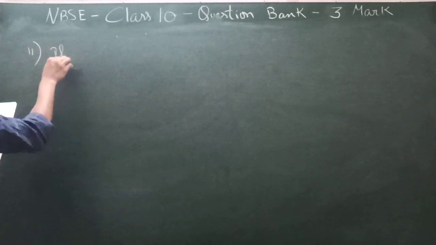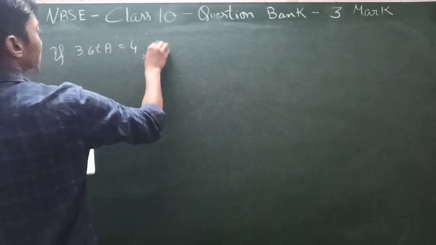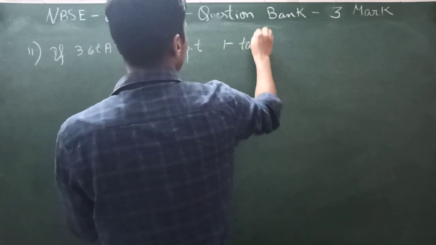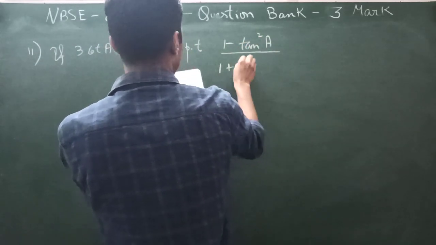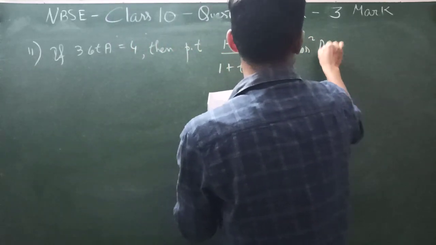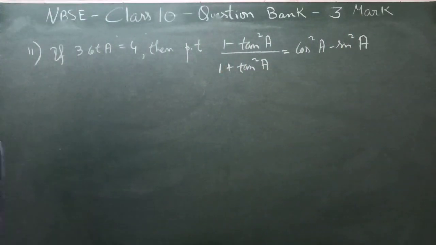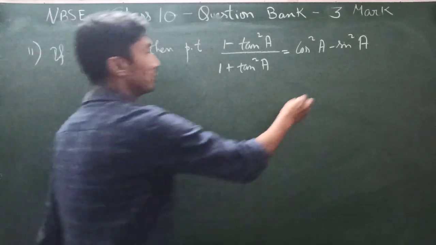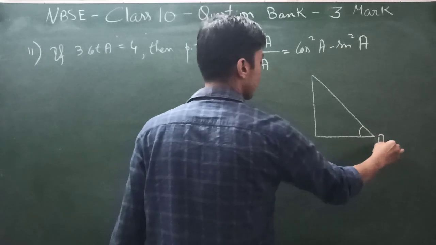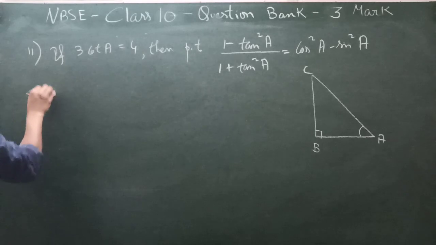Number 11. If 3 cot A is equal to 4, then prove that 1 minus tan square A by 1 plus tan square A is equal to cos square A minus sin square A. So here the angle considered is A. So what we are going to do is assume a right angled triangle with the reference angle as A, and the other sides can be any value. So let me start.